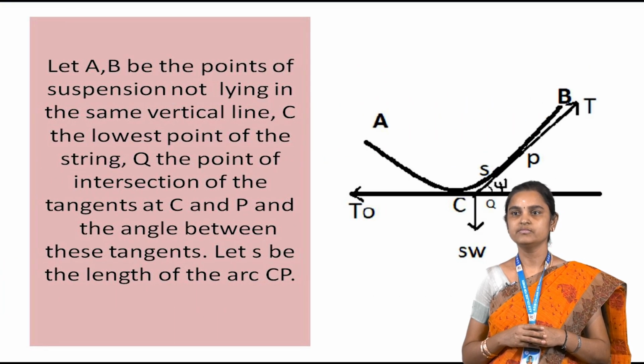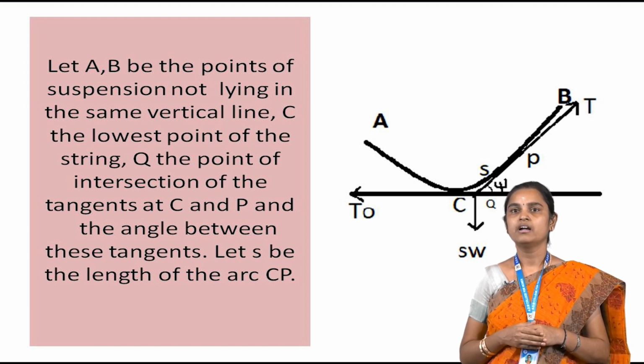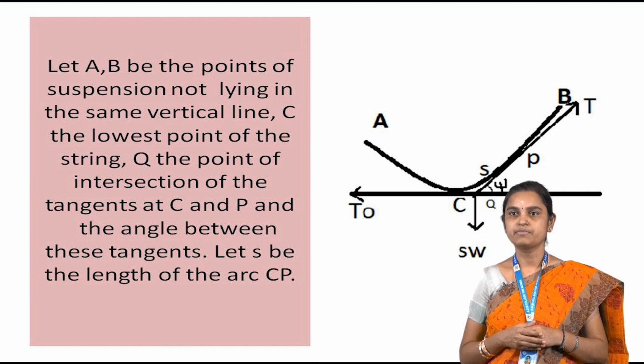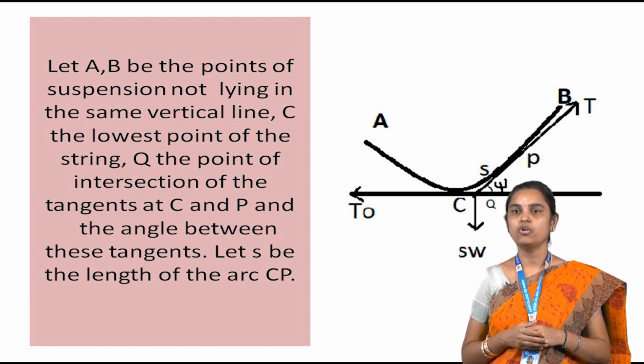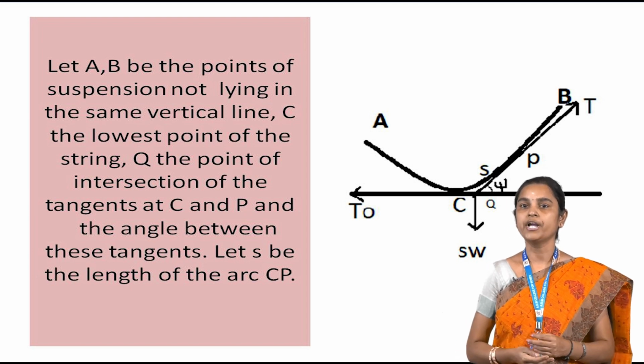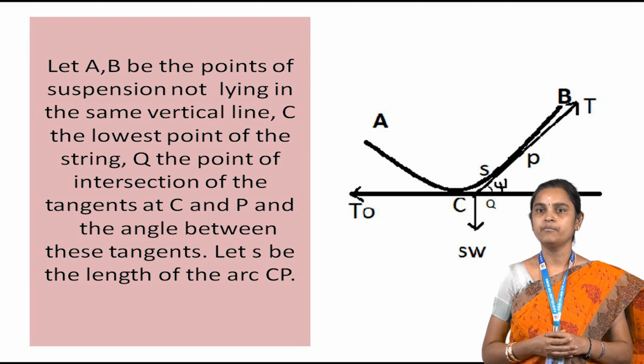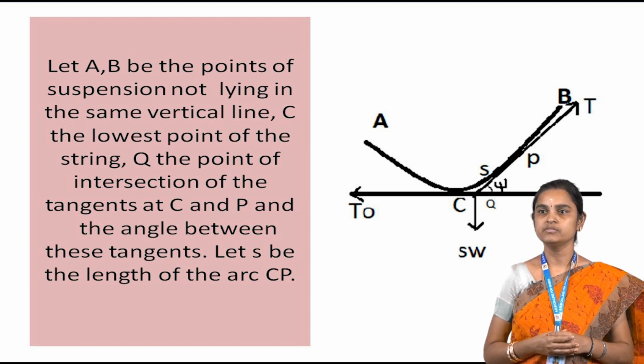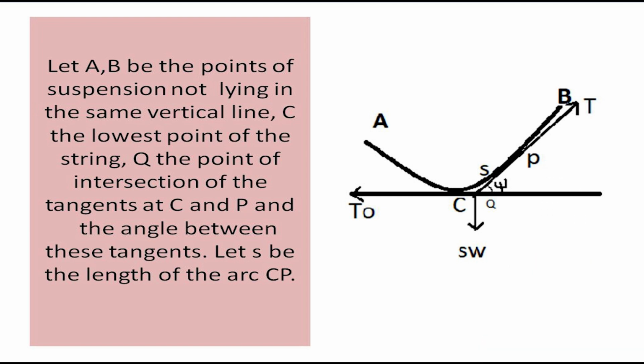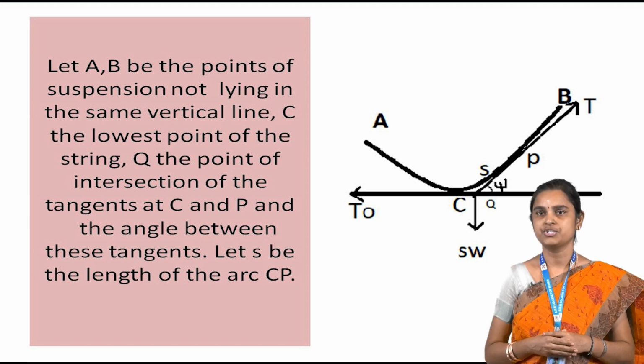Next. So in this diagram, here AB is a string. Draw a line through AB. Here A and B are points of suspension not lying in the same vertical line. C is the lowest point of the string. Q is the point of intersection of the tangents at C and P. And psi is the angle between these tangents. Let S be the length of the arc CP. From this diagram it is clear that there are three tensions acting: T, T0 and the weight SW. The tension acts at 3 points throughout the suspension bridge.